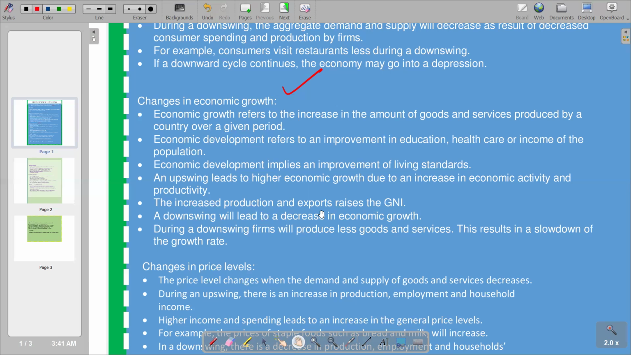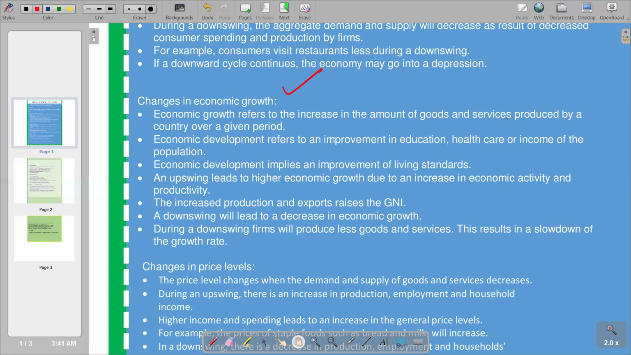So let's try to read the points that we have. Economic growth refers to the increase in the amount of goods and services produced by a country over a given period, which is correct. And usually this period is annual, which is over a year. Then our second point, economic development. It refers to an improvement in education, health care, or income of the population.